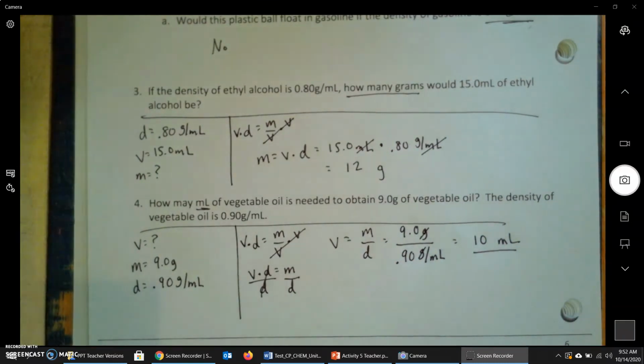All right, so hopefully at this point you are very comfortable with density problems. Unfortunately, this video ran a little long, so we're going to have a second video, a quick one, going through how we find the slope.